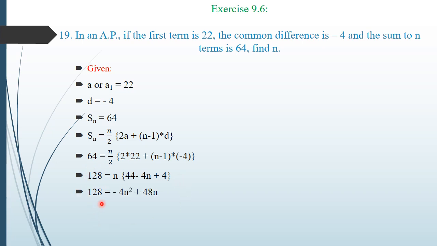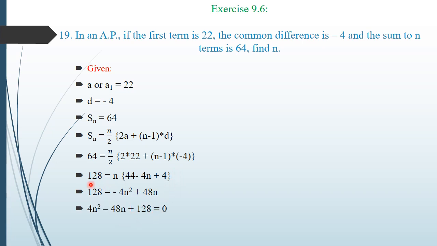Then 128 is equal to, when I multiply this n inside this bracket, I'll first keep the term with the highest power of n, that is n into minus 4n, which is minus 4n square, plus 44 plus 4, which is 48, into n is 48n. First you simplify this bracket, then multiply with n. Again, I am jumping one step here to simplify the process.